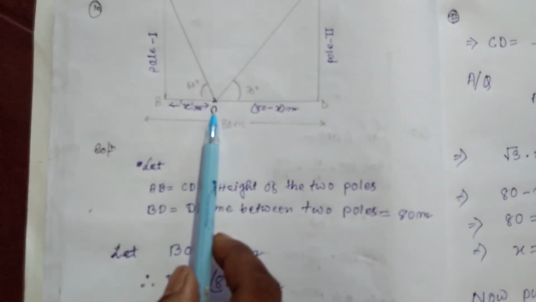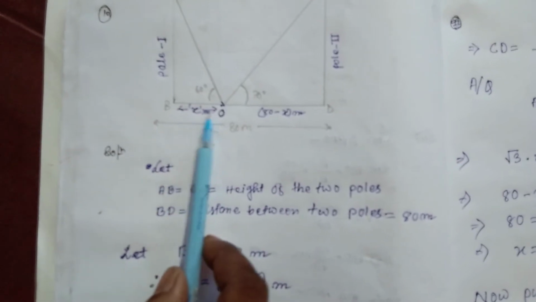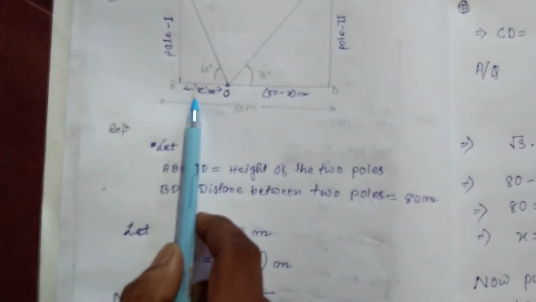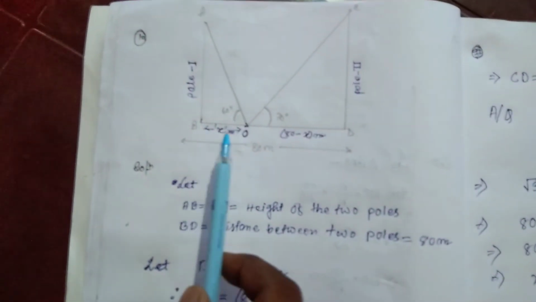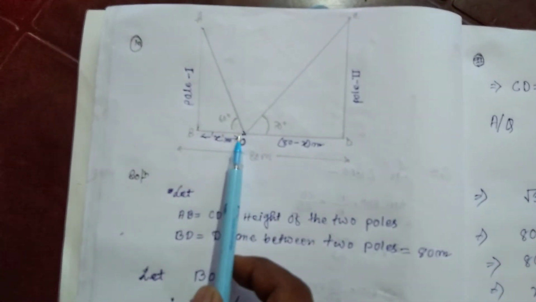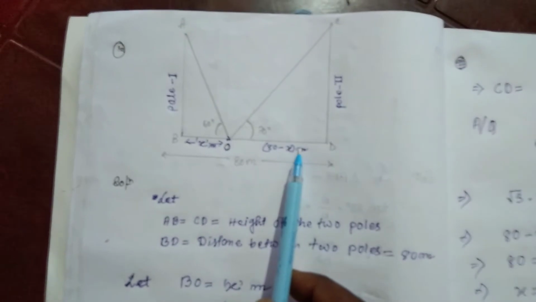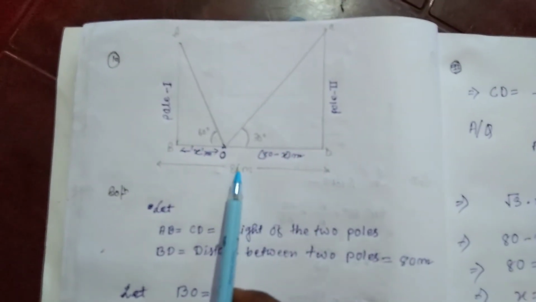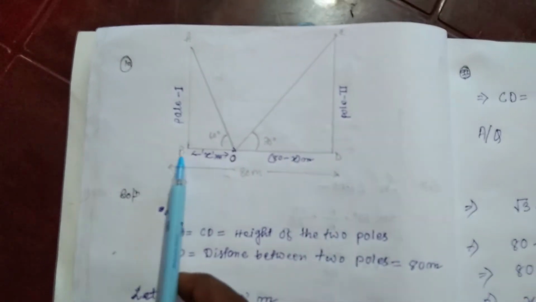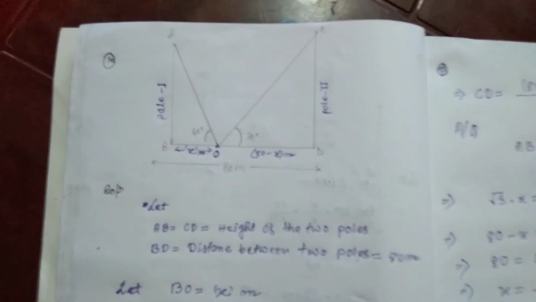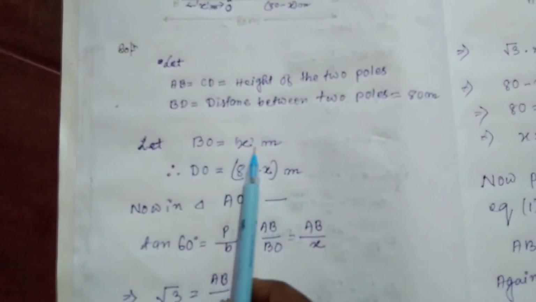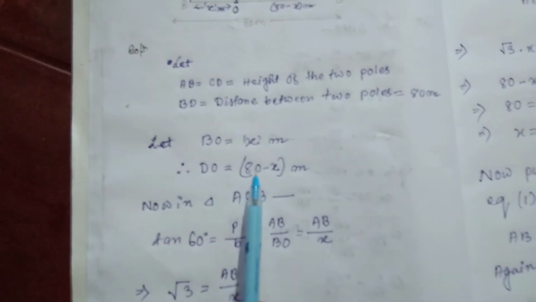Now, since we do not know the exact location of O, we have considered BO equal to X. Then if BO is X, DO will be 80 minus X. Why 80 minus X? Because BD in total is 80 meters. If BD is 80 meters and BO is X, then surely DO will be 80 minus X meters.